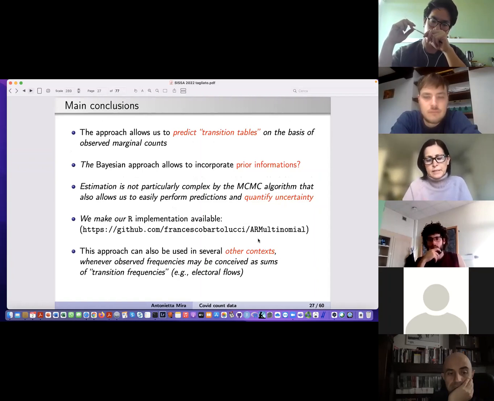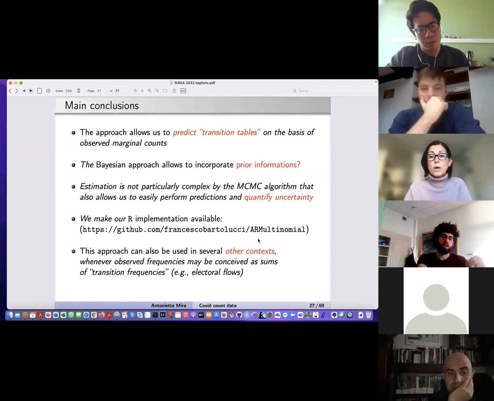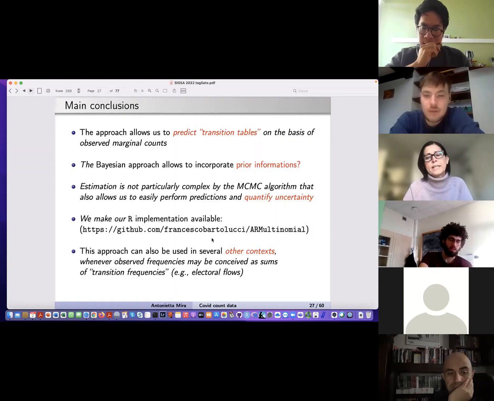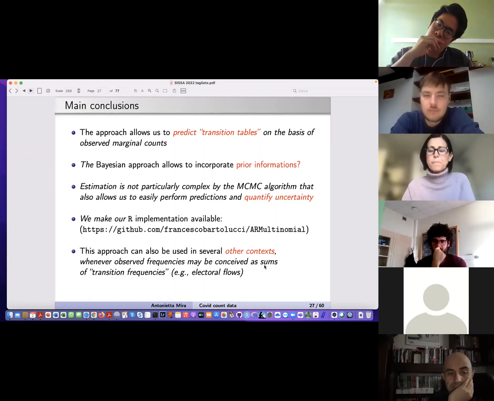So let me conclude about this first paper. I think it's important to have a prediction of these transition tables. Because we're Bayesian, we can incorporate prior information and we can quantify uncertainty. Our code is available in a GitHub repository, and this model can be used beyond COVID-19 data, in other contexts where we have observed frequencies that may be conceived as sums of transition frequencies that are not observed. For example, electoral flows: we know how many people voted for each party, and we want to infer how many voters moved from one party to another, which is a similar context.